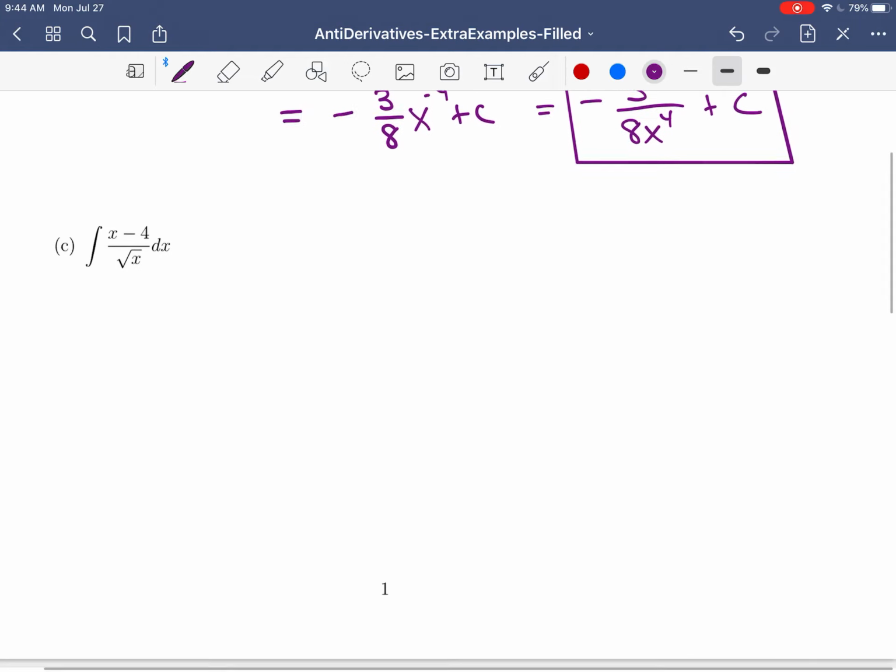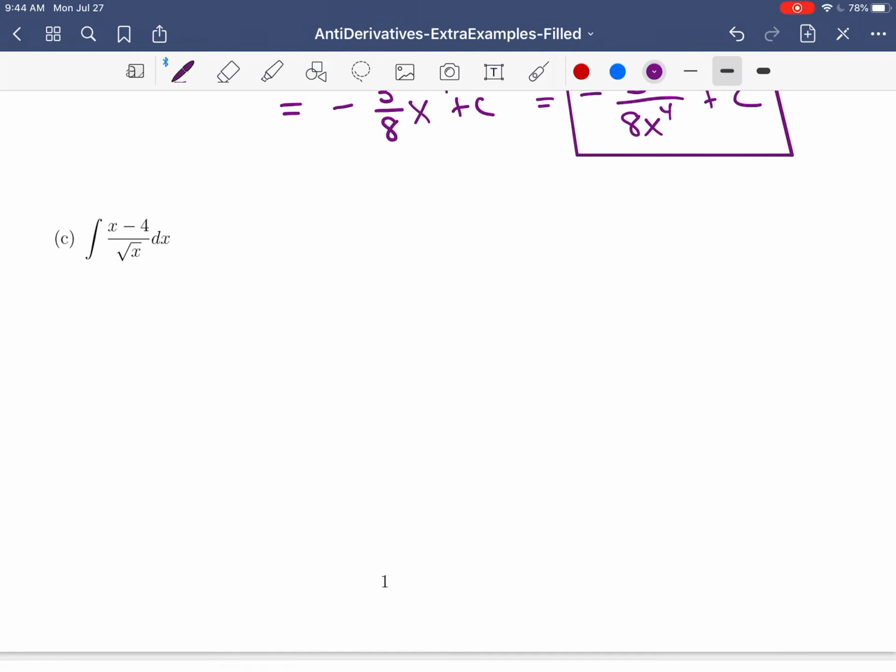Now a slightly more complicated one. Here I have the indefinite integral of x minus 4 over root x. For this one, it looks kind of complicated. I don't know how to approach it. I don't know what the antiderivative of this function is. So what I want to do is simplify.